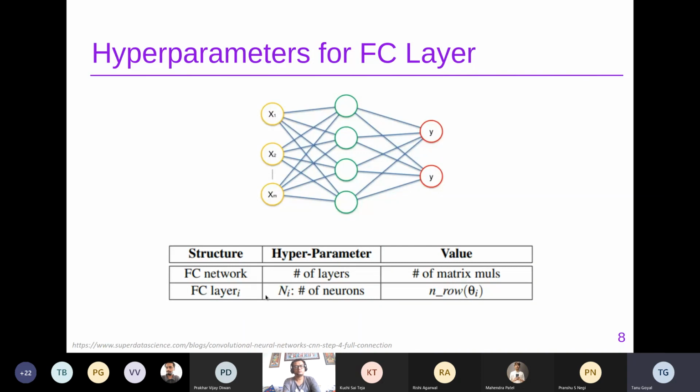So for the fully connected neural network, the number of layers corresponds to the number of matrix multiplications, and similarly the number of neurons at a particular layer corresponds to the number of rows for that matrix. Here theta is nothing but the weight matrix.